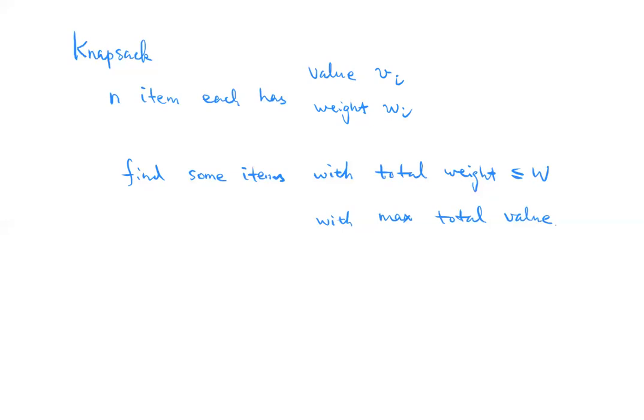Of course, as a decision version, instead of saying maximum total value, we want the total value to be at least v. So the input, other than the set of items, will have w and v, these integers. Everything here will be integers, say positive integers. So that's the knapsack problem.